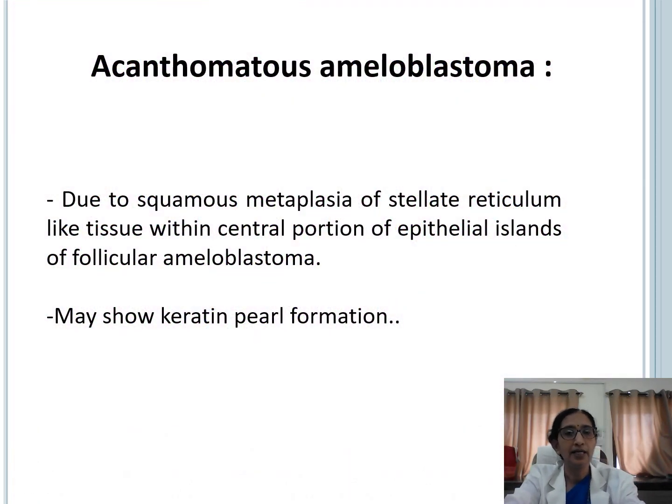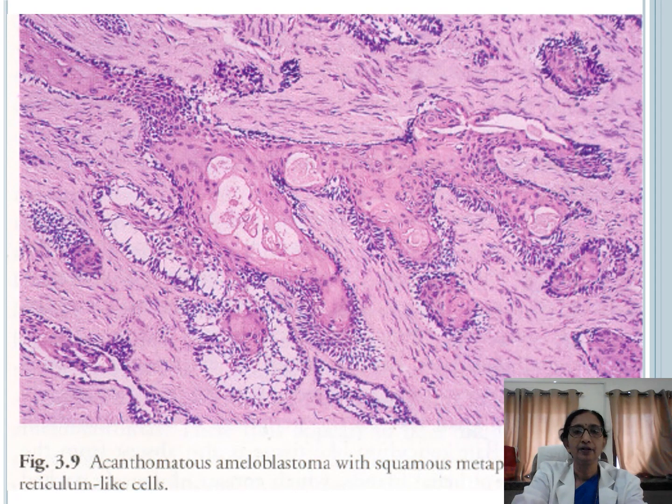Now the third type is the acanthomatous ameloblastoma. Here there is a squamous metaplasia of the stellate reticulum-like tissue within the central portion of the epithelial islands of follicular ameloblastoma, and this may show keratin pearl formation. Now see, these are the epithelial islands, and this is the squamous metaplasia of the stellate reticulum-like tissue. Here you can see these squamous cells, and keratin pearl formation may be seen here.